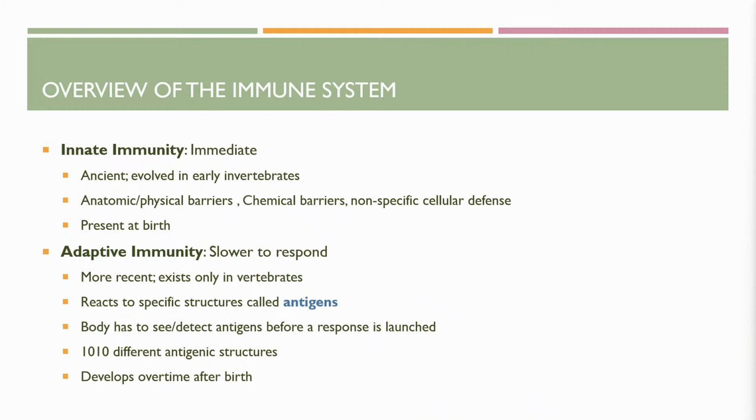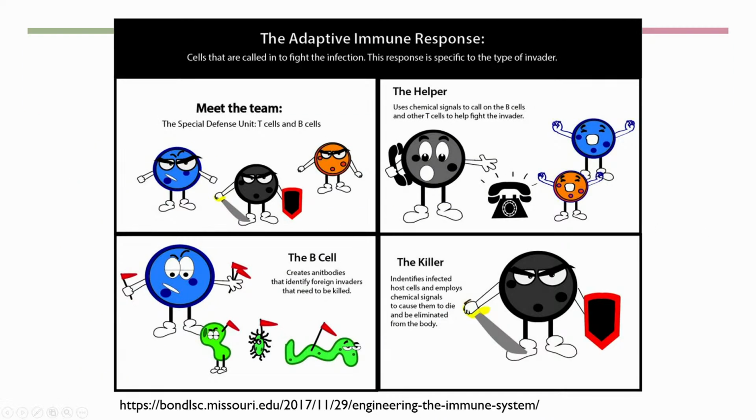But I've shown you this before, a little overview of the immune system. I'm not going to keep beating a dead horse here, but immunity is immediate. It consists of this non-specific cellular defense, and adaptive immunity is slower to respond, and it's reacting to specific structures, so it's a specific cellular defense, and it's reacting to antigens.